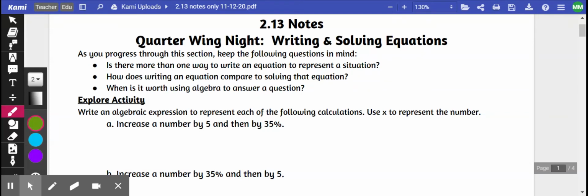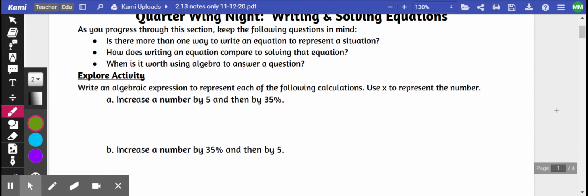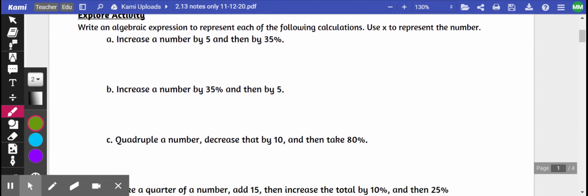Okay, so in this section, you guys are going to be looking at how there is more than one way to write an equation to represent a situation, how writing an equation can compare to solving that equation, and you'll see in these ones that it's really worth us looking at the algebra part of this to be able to solve these different problems. Okay, in the explore activity, we're going to go over the first two together.